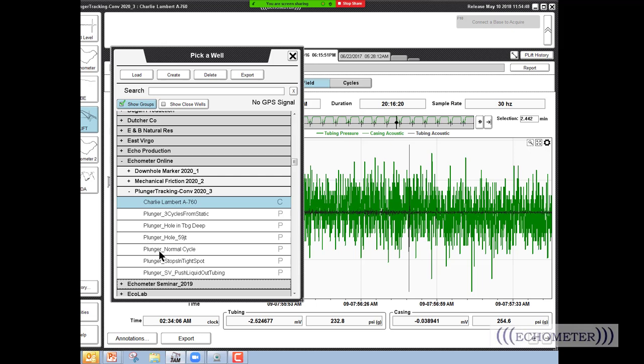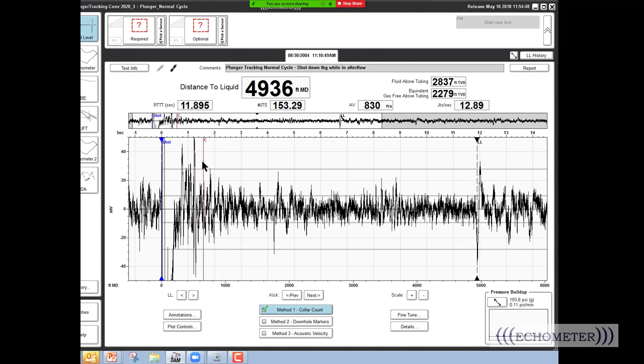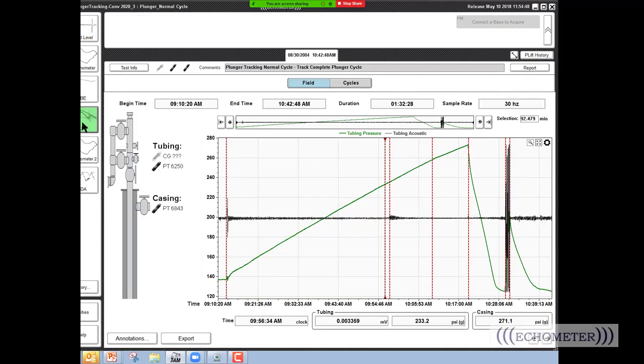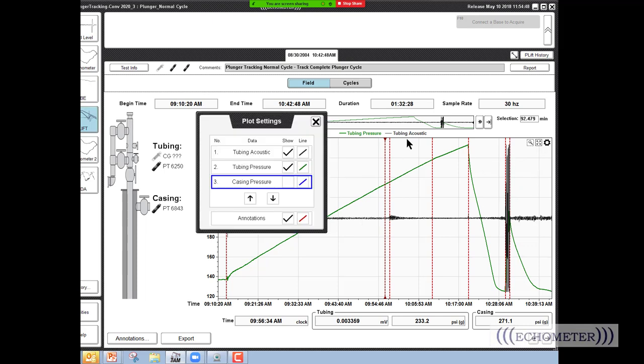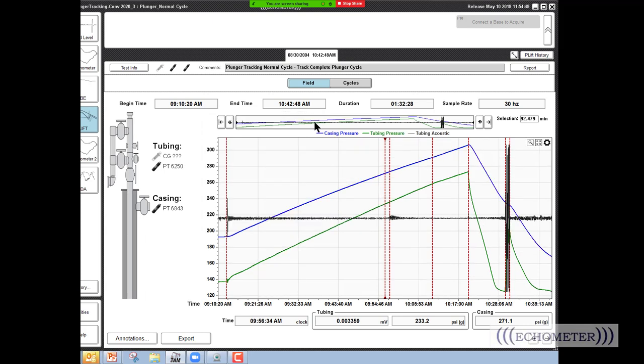If you go into the plunger of normal cycle and open that up, and then go to the plunger lift well right here, this is the plunger lift well. I have the casing pressure turned off, so let me turn it back on. I go into settings and click casing pressure, and now I've got it turned back on. Let me show you a few features, and first the manual.